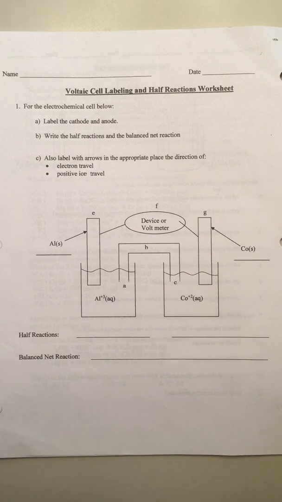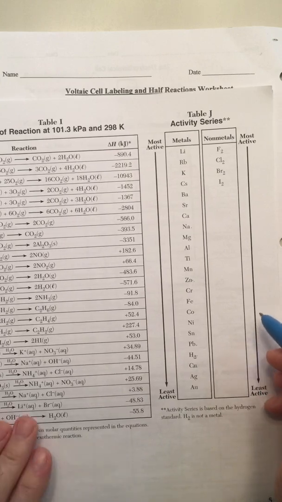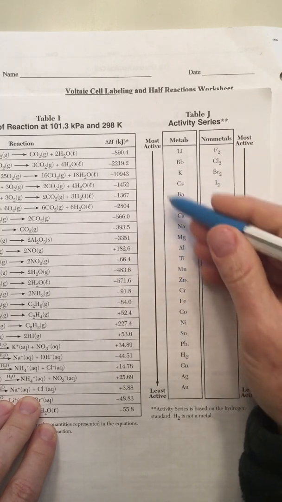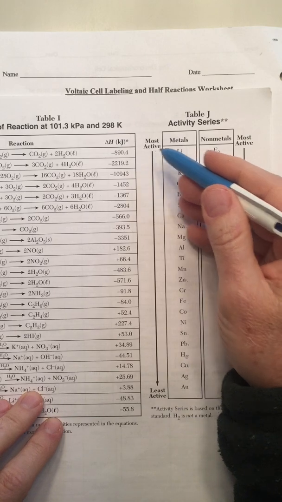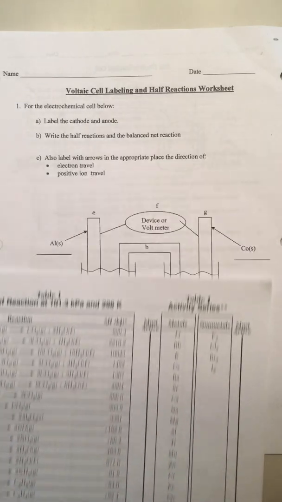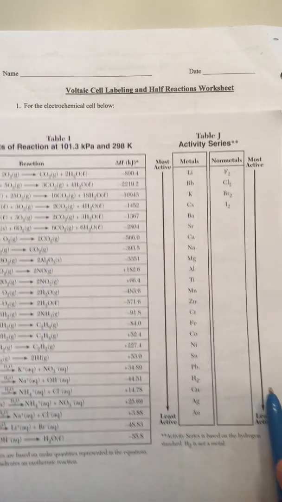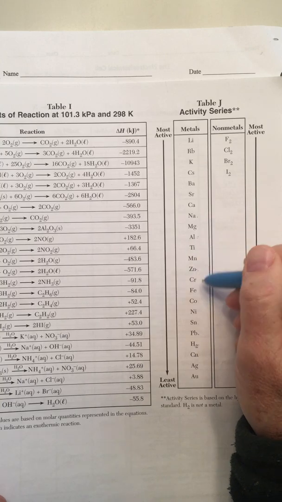And the way I do that is I'm going to look into my CRT and look on table J. Remember that those metals that are above the others are more active, and what that means is they're going to get oxidized. Those below another metal will get reduced. So let's see what metals we're dealing with here. We've got aluminum and cobalt. So aluminum is here, cobalt is here. That means aluminum is going to be oxidized, cobalt is going to get reduced.